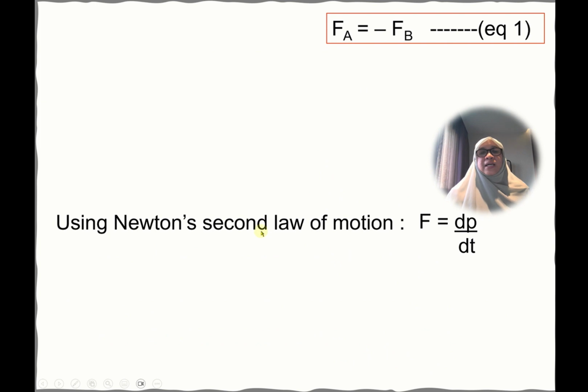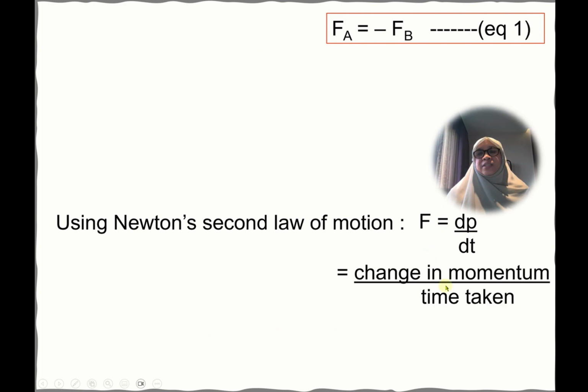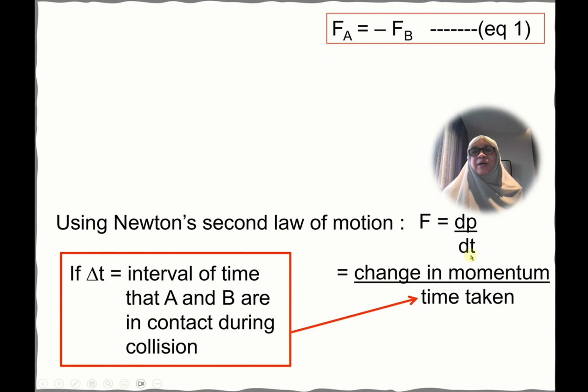Now from these two changes in momentum, we use the second law. Newton's second law states that the rate of change of momentum is equal to the force. So we substitute the changes in momentum just now, for FA and FB, for objects A and B, into this equation. The force is dp by dt, where dp is the change in momentum over the time taken. The time taken is the interval of time that A and B are in contact during collision. If you can imagine, this happens very fast, right?